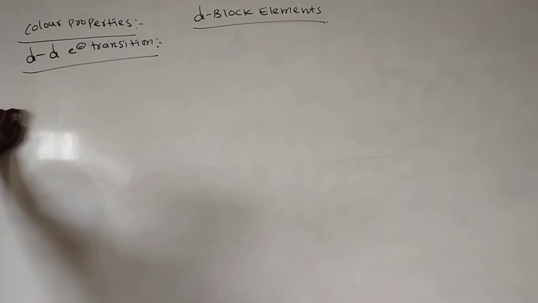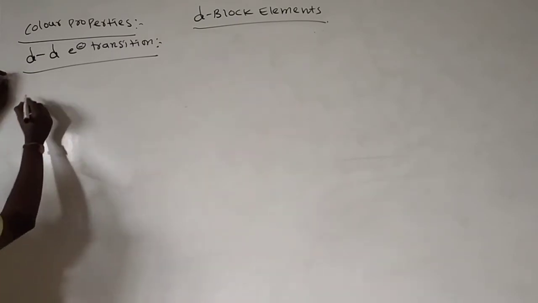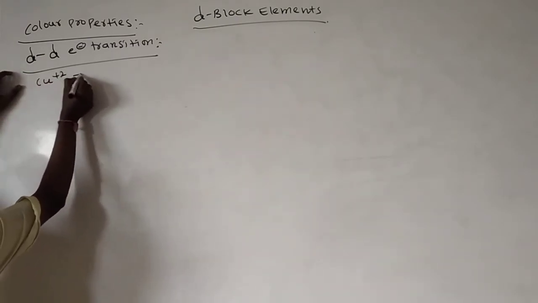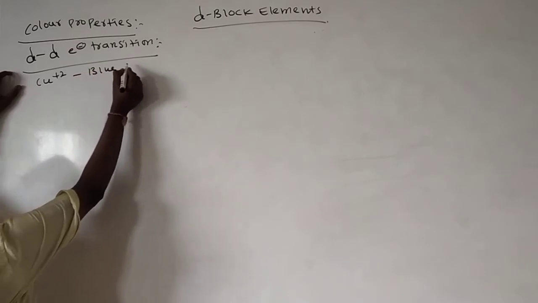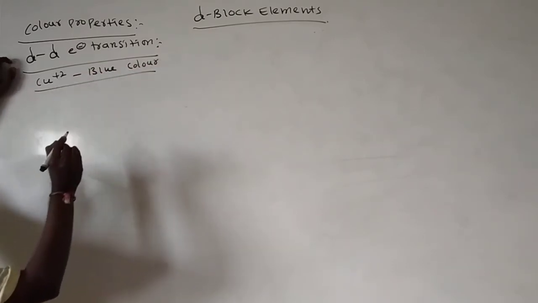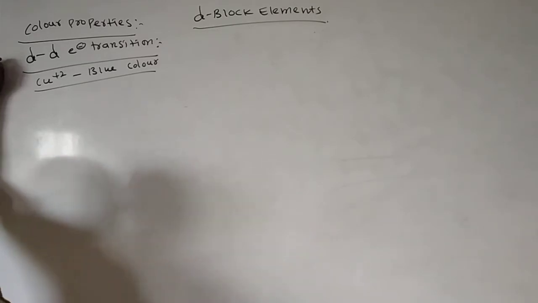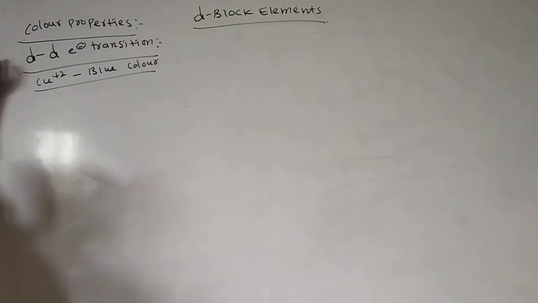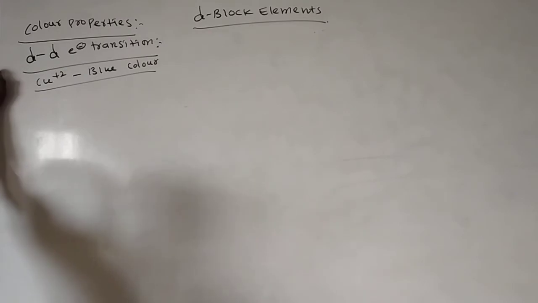For example, I am taking Cu+2 ion, blue in color, in hydrated state only, not in anhydrous. Anhydrous means it never releases Cu+2 ions, so colorless. In hydrated state, they will release ions, so colored.